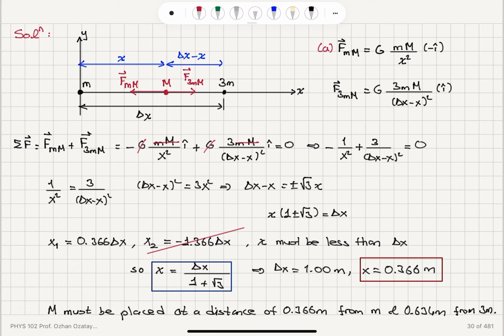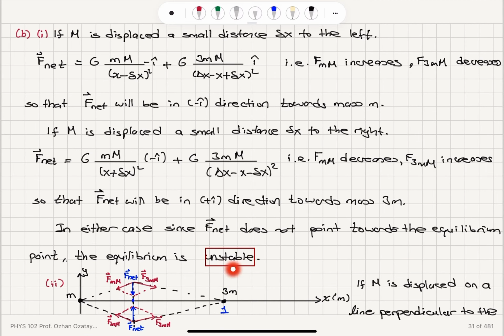towards mass m. If I do the opposite, if it moves towards mass 3m by a distance delta x, the distance between capital M and 3m decreases, the force between 3m and capital M increases, and the force between m and capital M decreases because now it's at a higher distance from m. And therefore it will be attracted towards 3m, start moving towards 3m. In either case, it doesn't try to go back to the equilibrium point, therefore the equilibrium is unstable.